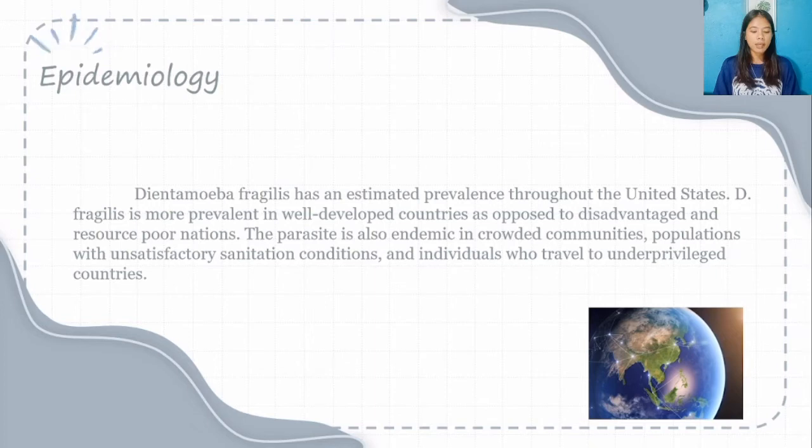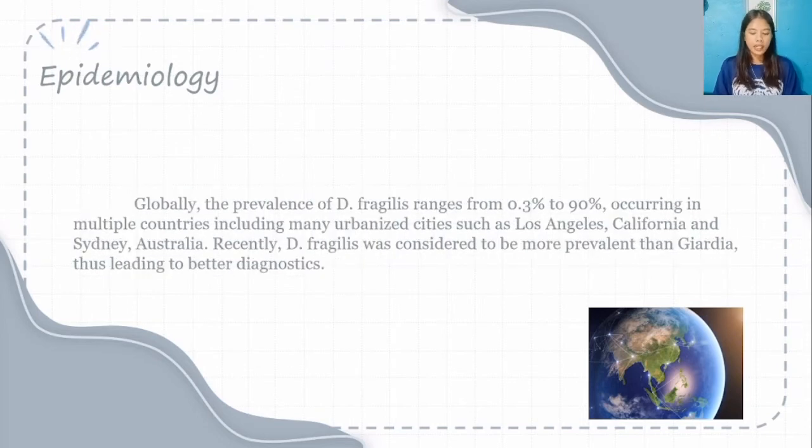Dientamoeba fragilis has an estimated prevalence throughout the United States. Unlike the majority of parasitic infections, D. fragilis is more prevalent in well-developed countries. Recently, D. fragilis was considered to be more prevalent than Giardia, thus leading to better diagnosis. Globally, the prevalence of D. fragilis ranged from 0.3% to 90%, occurring in multiple countries, including many urbanized cities such as Los Angeles, California, and Sydney, Australia.